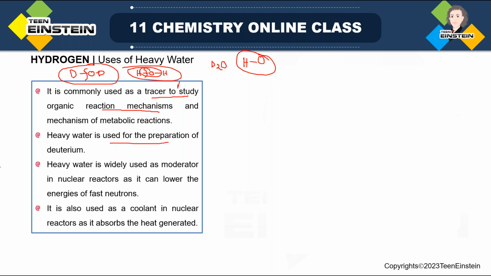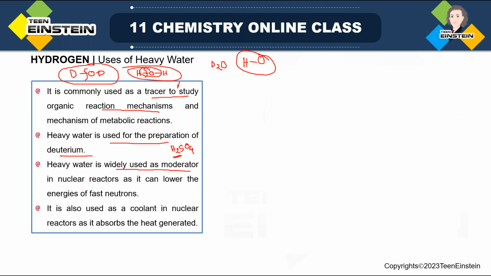Then heavy water is used for the preparation of deuterium compounds also. Last day we have seen different chemical reactions of heavy water, and we have prepared some deuterium containing compounds. Just for a simple example, H2SO4, suppose I want to prepare D2SO4. That is, these two hydrogens I will replace with D. For that purpose I can use heavy water as the source of D. So it can help us for the preparation of some deuterium containing compounds.